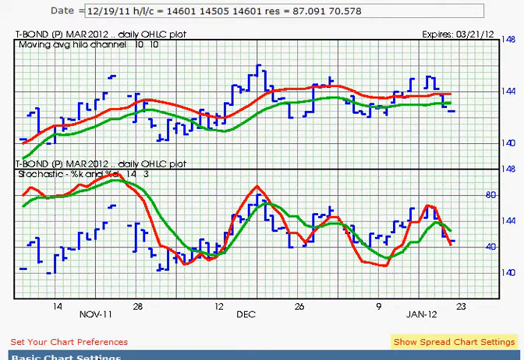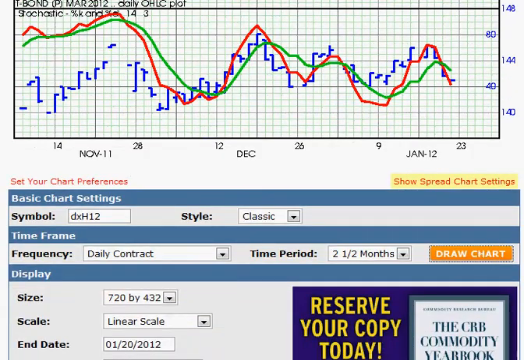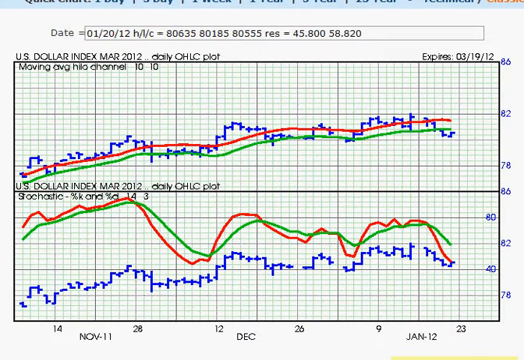Okay, the dollar, I think the dollar's made a top. Again, this could change with further price action. Another thing on bonds, if you noticed on the chart here, the stochastics has crossed over. Same thing with the dollar.